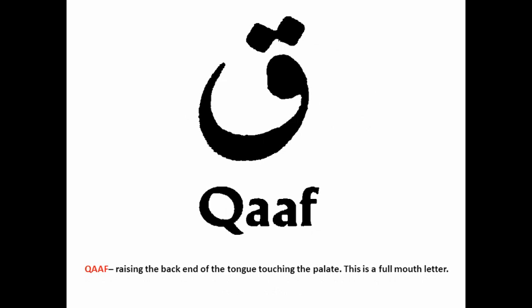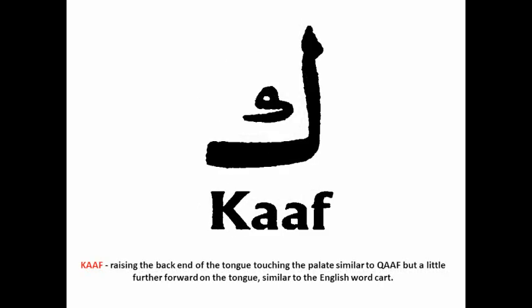The next letter is Qaf. Qaf. The letter Qaf is pronounced by raising the back end of the tongue touching the palate, so touching the roof of the mouth. This letter is a full mouth letter. So one more time. Qaf. Also notice that when you pronounce letters that are full mouth, you'll make a circular kind of shape with your mouth. Qaf.